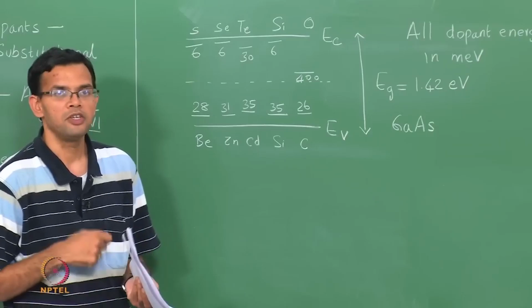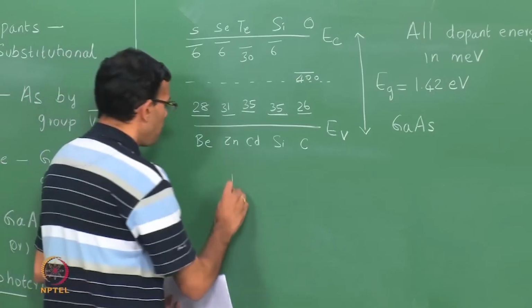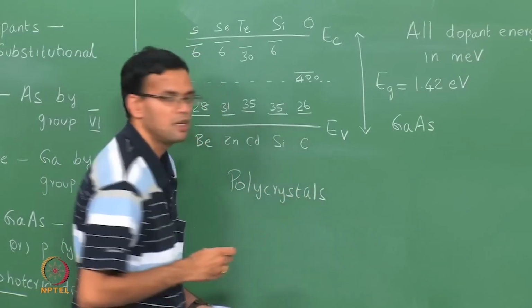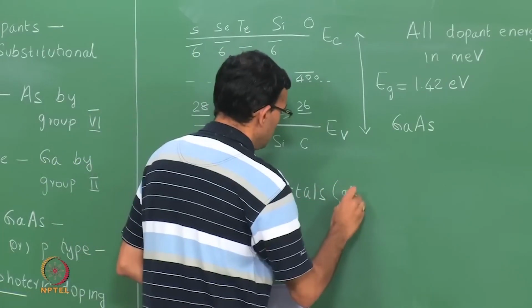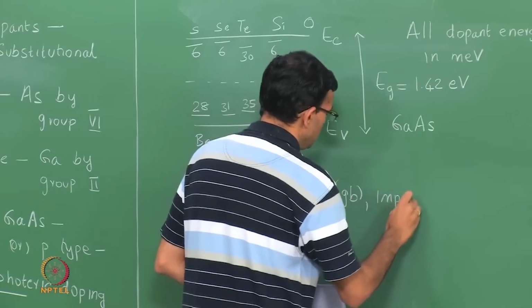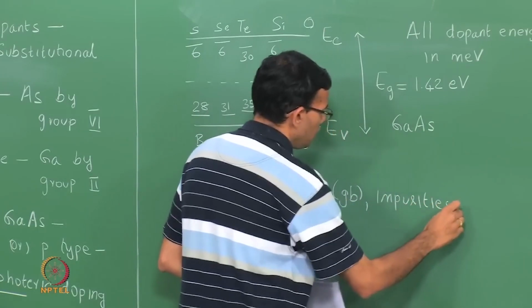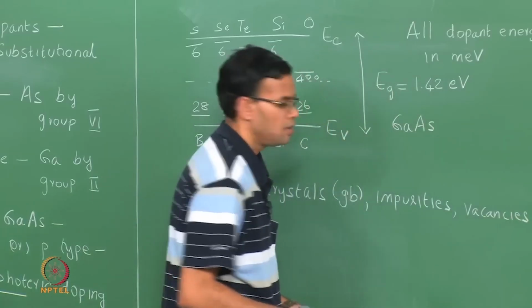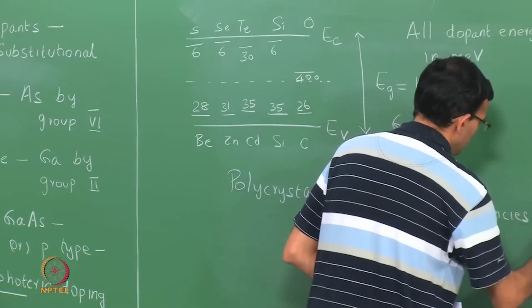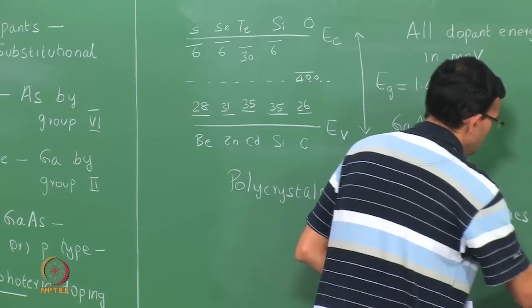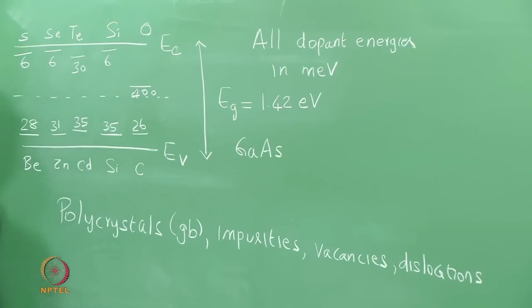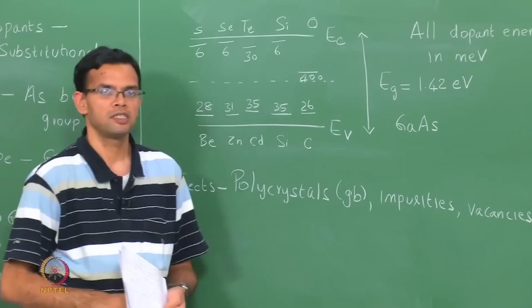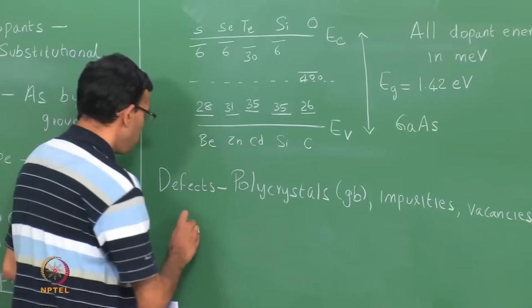This is because whenever you have a polycrystalline material or if you have defects, so whenever you have polycrystals, you always have grain boundaries. Grain boundaries are a source of defects. You could also have impurities. You can have vacancies, dislocations, all of these are defects in your crystal, and whenever you have defects, you always have defect states. There are two types of defect states.